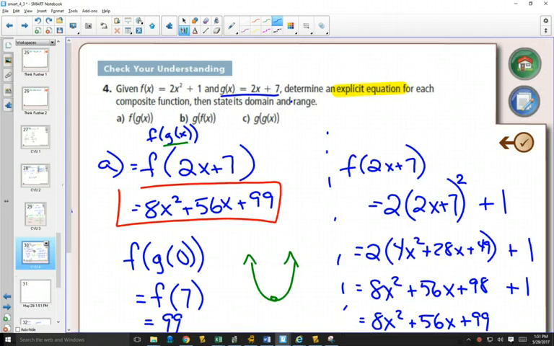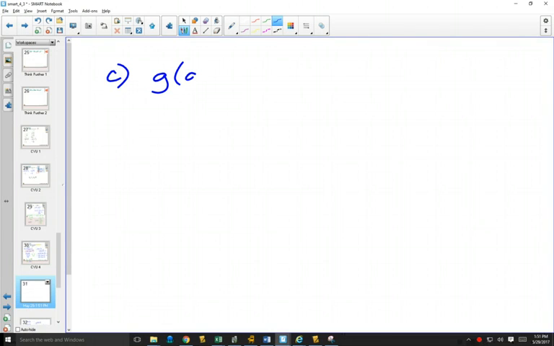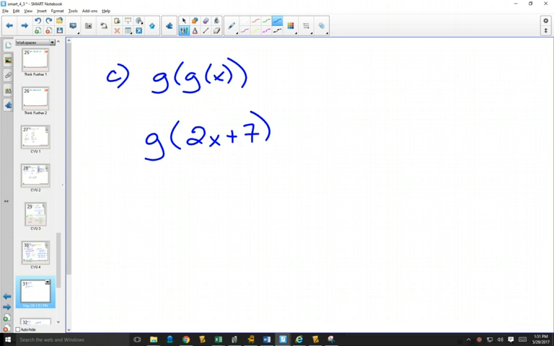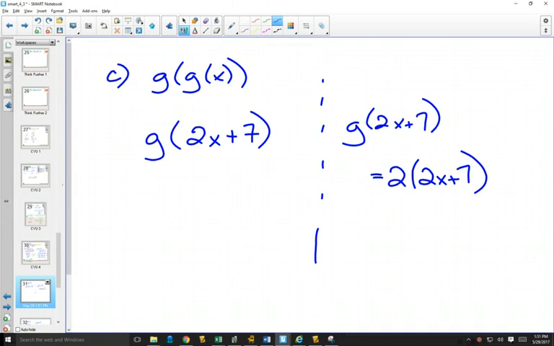Finally, part C. Part C is asking us to find g of g of x. Well, g of x was 2x plus 7. And so now, again, the rule for g of x says whatever you put in gets multiplied by 2, and then you add 7. So if you put in 2x plus 7, that 2x plus 7 is going to get multiplied by 2, and then you're going to add 7. Okay. Once you see this, life is easy.